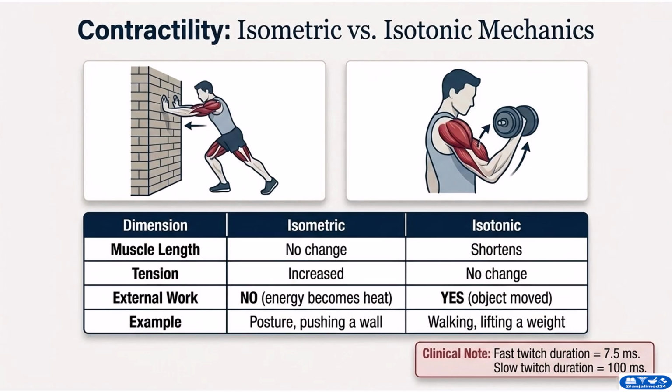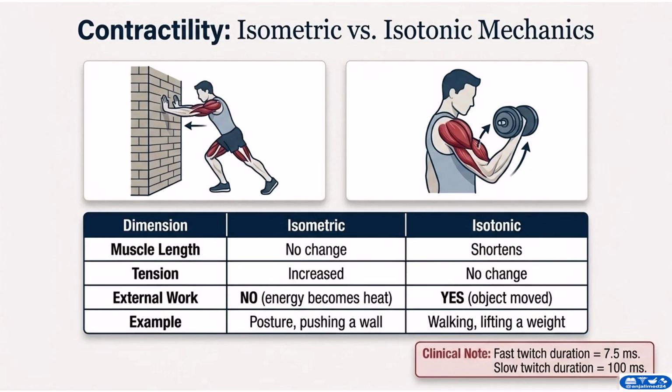Now compare both types in the table below. In isometric contraction, muscle length stays the same, tension increases, and no external work is done. In isotonic contraction, muscle shortens and tension stays relatively stable. Also, the external work occurs.